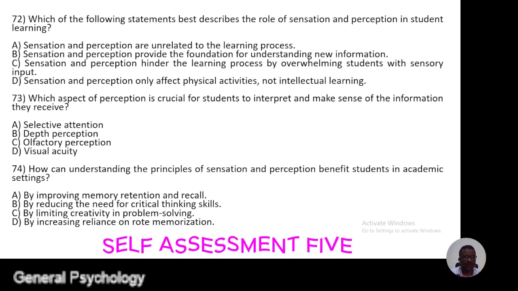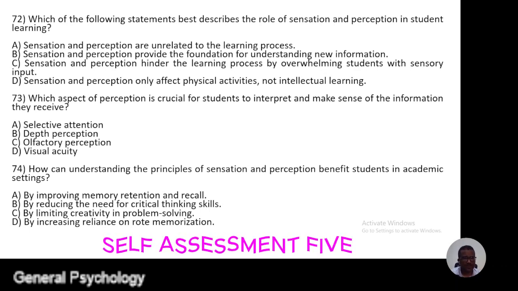Question 72. Which of the following statements best describes the role of sensation and perception in students' learning? A. Sensation and perception are unrelated to the learning process. B. Sensation and perception provide the foundation for understanding new information. C. Sensation and perception hinder the learning process by overwhelming students with sensory inputs. D. Sensation and perception only affect physical activities, not intellectual learning.